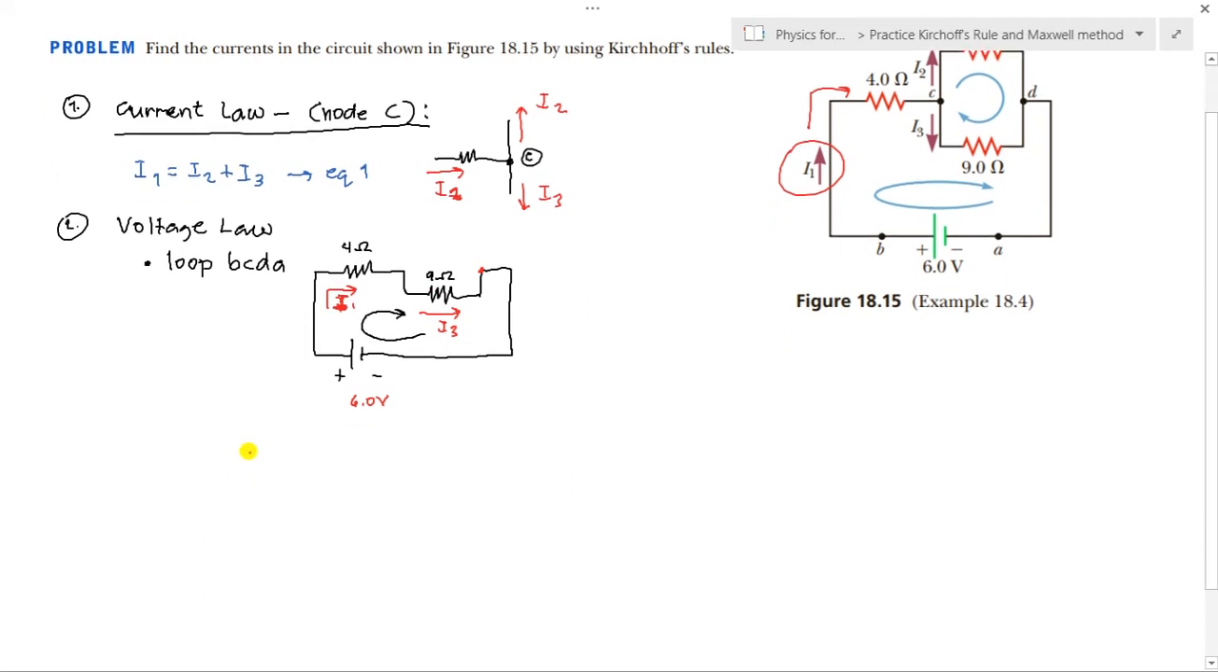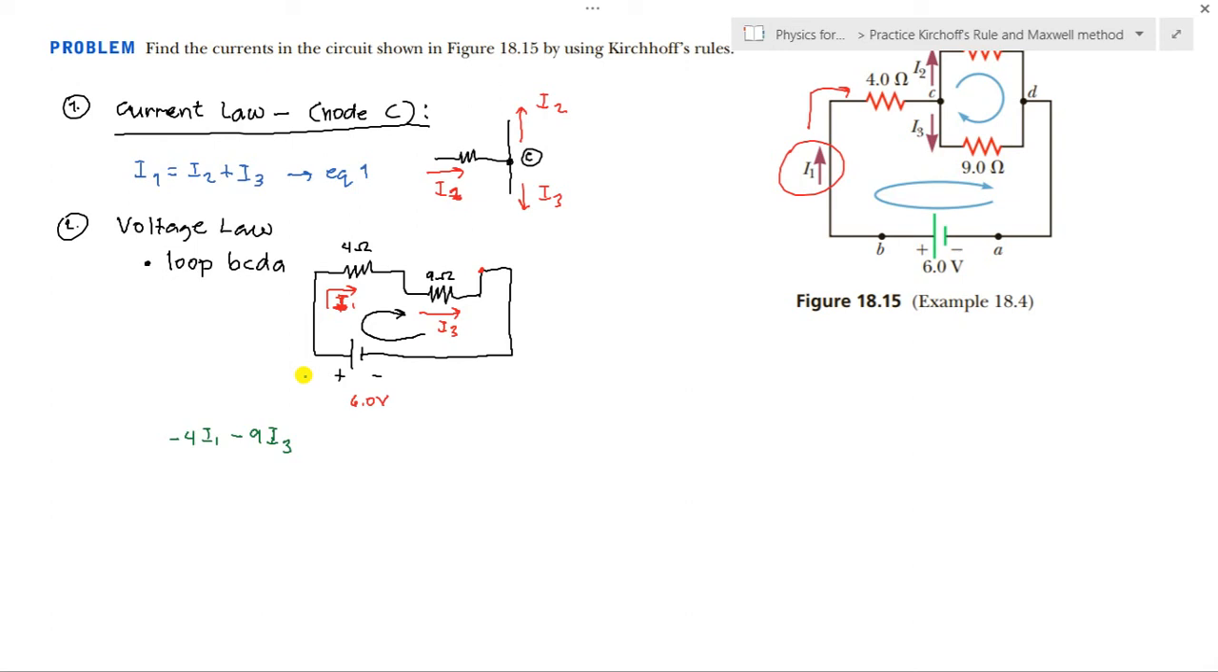Again, for every resistor, we have a voltage drop. When the current passes through it, it is a voltage drop. So let's write it. For I1, we have negative 4 I1. That is the product of the resistance value multiplied by the current. It is negative. Next, for the 9 ohm, it is also negative: minus 9 I3. Again, why negative? Because for every device or resistor the current passes through, it is a voltage drop. They consume voltage.